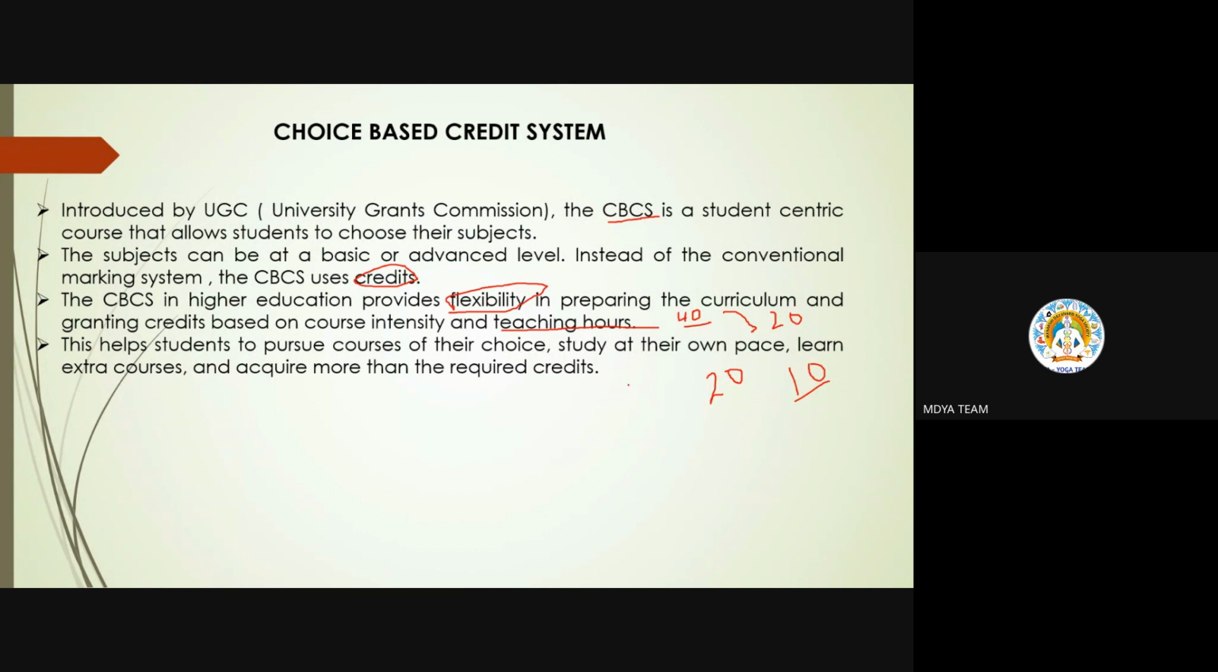It helps students to pursue courses of their choice and study at their own pace. Elective subjects are there. You can study what you want to study. Learn extra courses. Acquire more than the required credits. You can acquire the credits more than required, and you can use them later on.